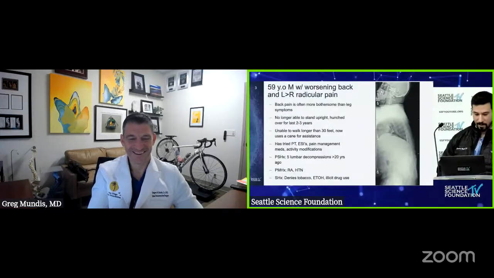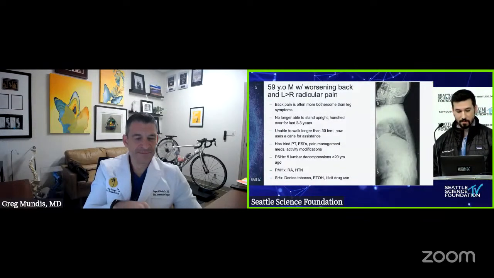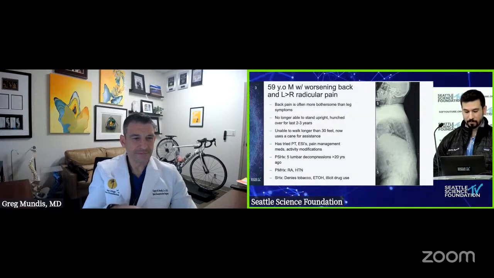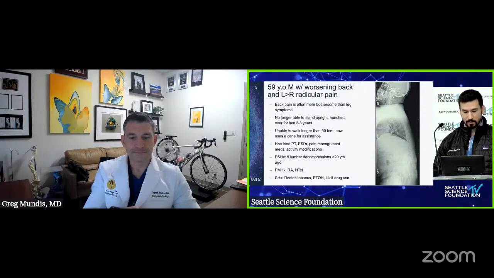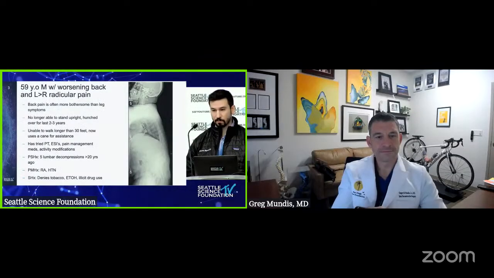So this is a 59-year-old male with worsening back pain and left greater than right radicular pain. You can see his standing films in clinic on the right there. Back pain is often more bothersome than his leg symptoms. He's no longer able to stand upright. He's been hunched over for the last 2-3 years. He's unable to walk longer than 30 feet and now uses a cane for assistance, previously an independent ambulator.